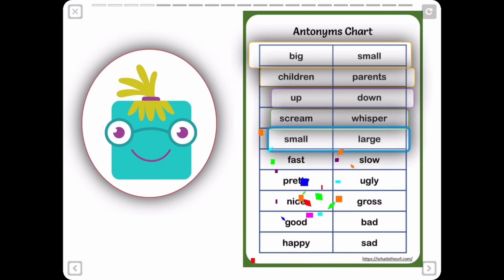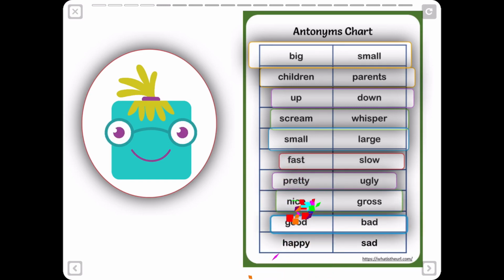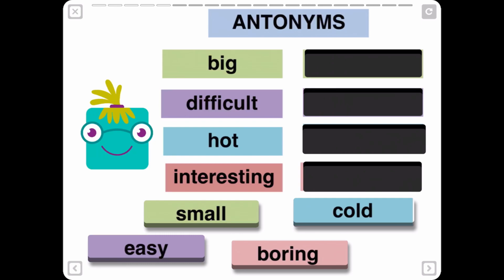Small, large. Fast, slow. Pretty, ugly. Nice, gross. Good, bad. Happy, sad. Now, could you match the word with the antonyms?